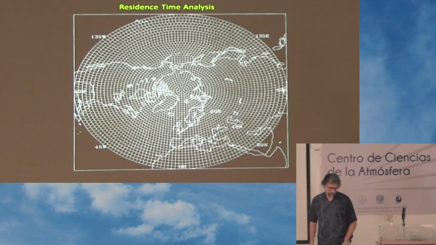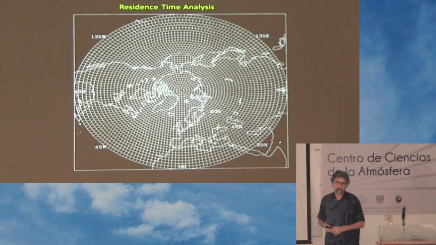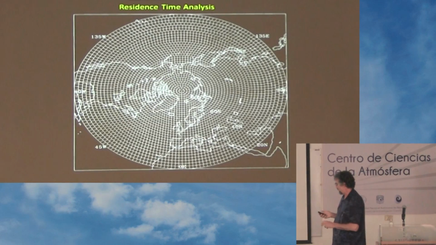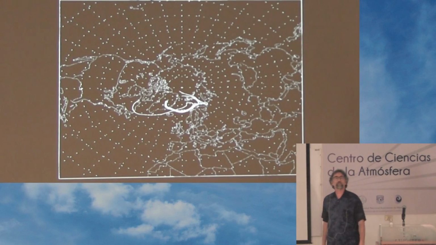Okay, there's another method of Lagrangian modeling where trajectories can be used to determine transport climatologies. That's called residence time analysis. Residence time analysis has been around for a while. There are different methods. I'll show you one of the more common methods. So with residence time analysis, you put a grid of points on top of a map. And then when you calculate the trajectories, so suppose you calculate some trajectories.